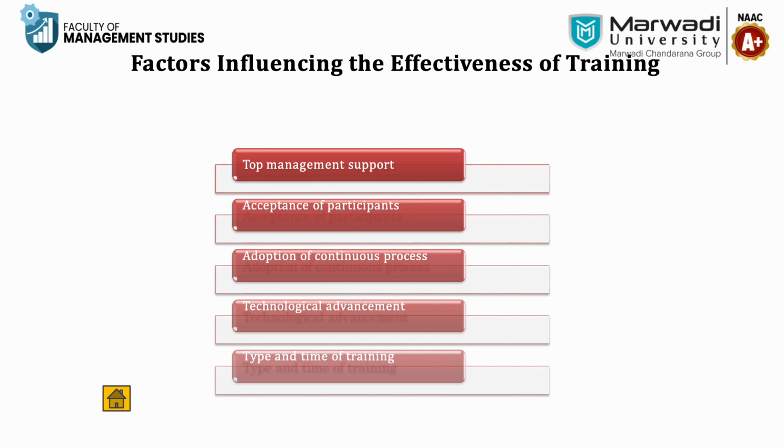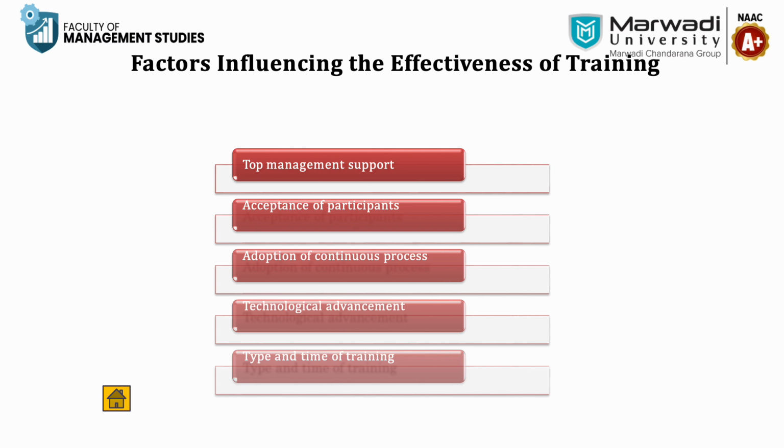If management is deciding that employees need to be trained, then you will be offering them the training, taking them through the training programs. But if employees are not willing to learn new skills, or if they don't realize, or if they don't feel that we are lacking some skills, or we can actually learn or develop new skills, if that acceptance is not coming from the participants, then anyway training is a failure. So acceptance of participants is one of the factors which influence the effectiveness of the training program.